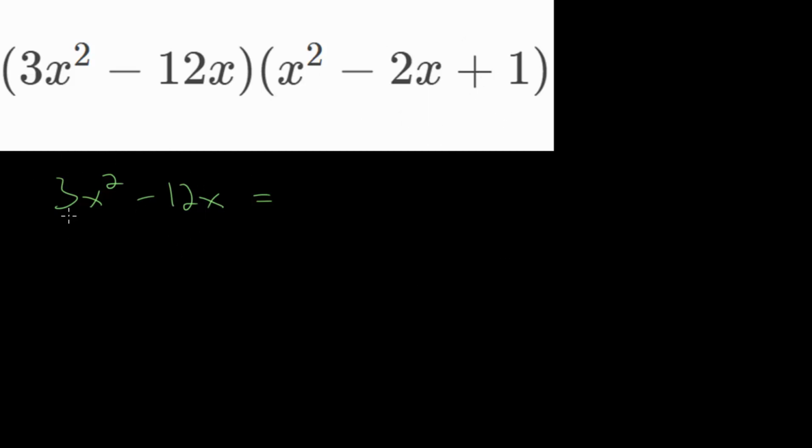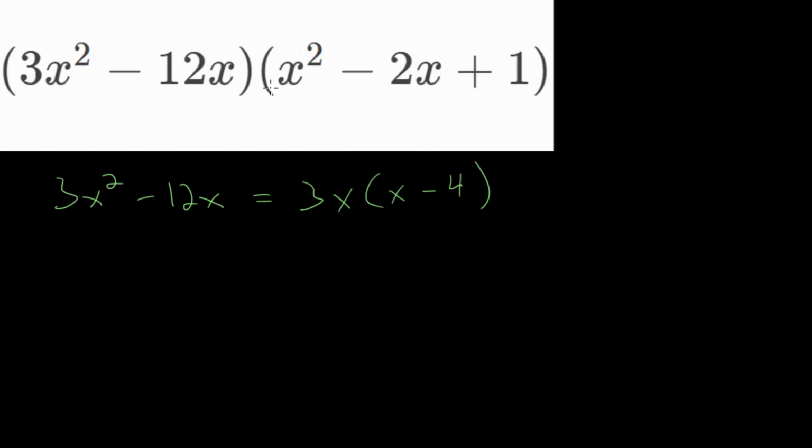We can ask ourselves, what is the greatest factor that would divide evenly into both of these terms? We can see they're both divisible by 3, and they're both divisible by x. So we can factor out a 3x, and here we're just left with an x, and here we're left with minus 4. And of course, you can always check these by redistributing and seeing if you get back what you started with. So this one factors into 3x multiplied by x minus 4.